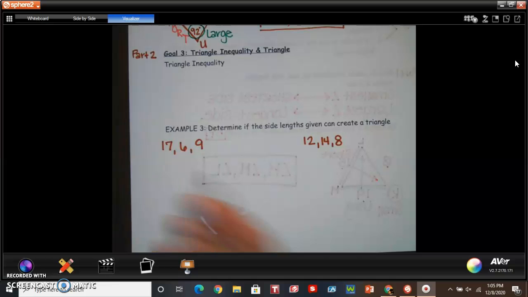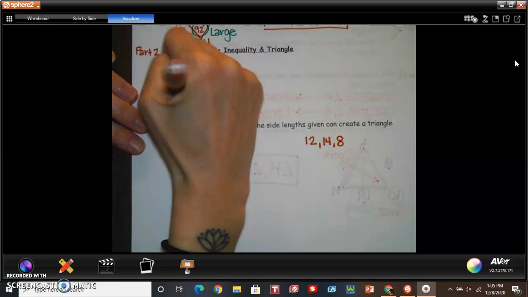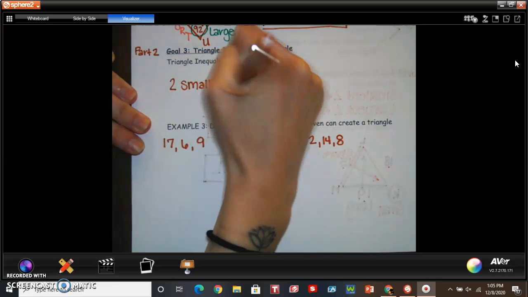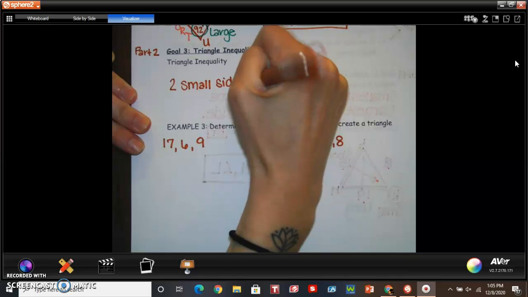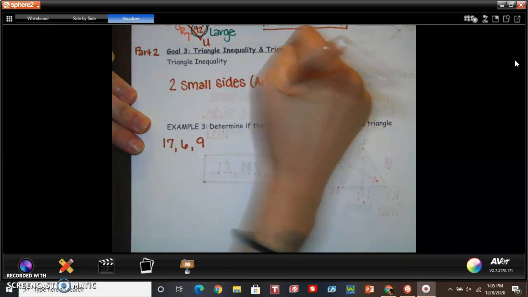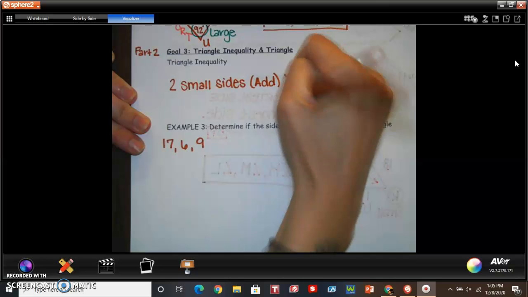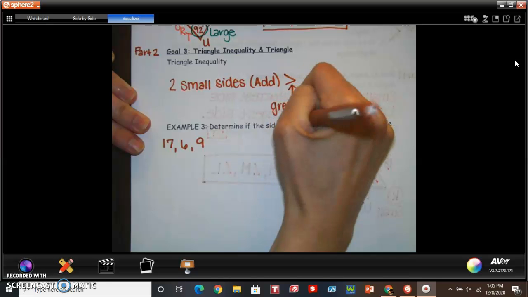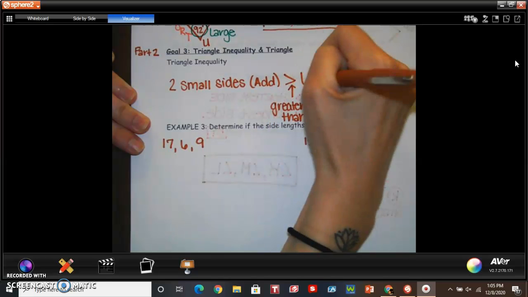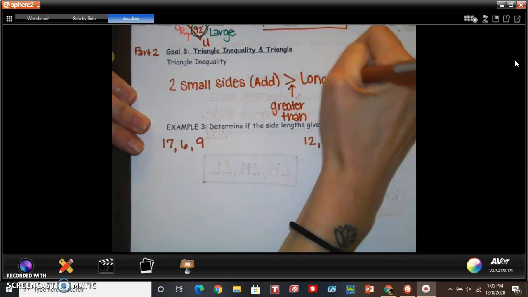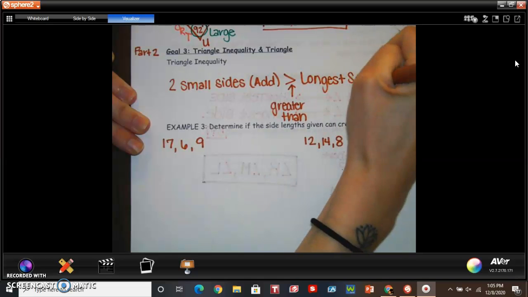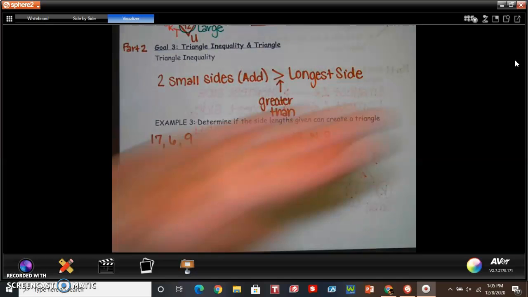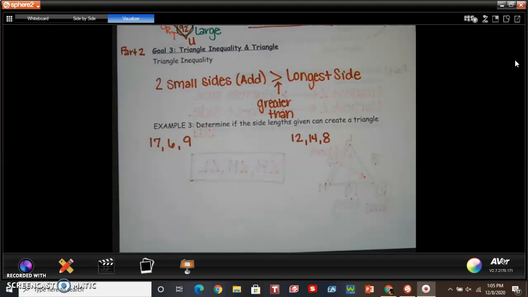And the best way to find out is to take your 2 small sides, and you add them. And you want to make sure that they are greater than, this means greater than, the longest side. So it's important to be able to identify what are our 2 small sides, what's our longest side, and then just plug it into this and see if it's true. So let's go ahead and practice that.